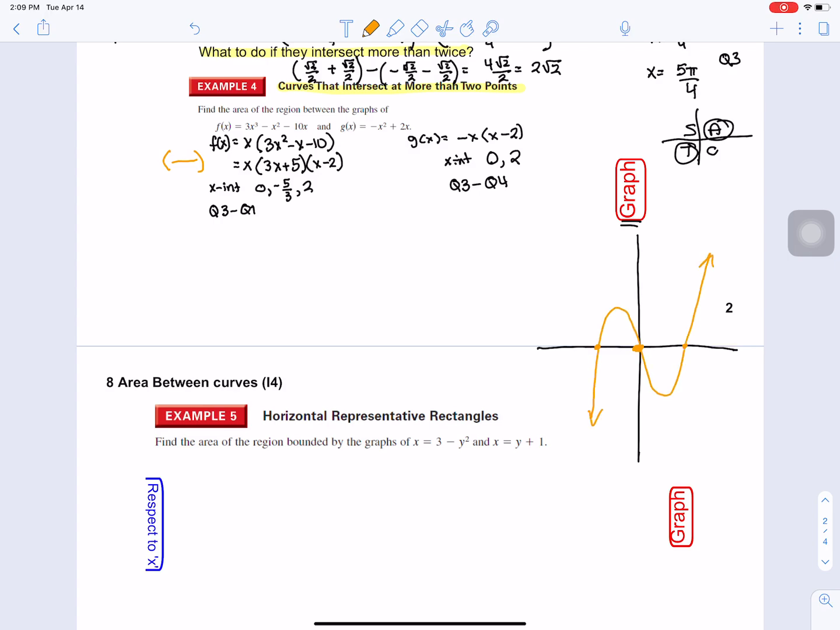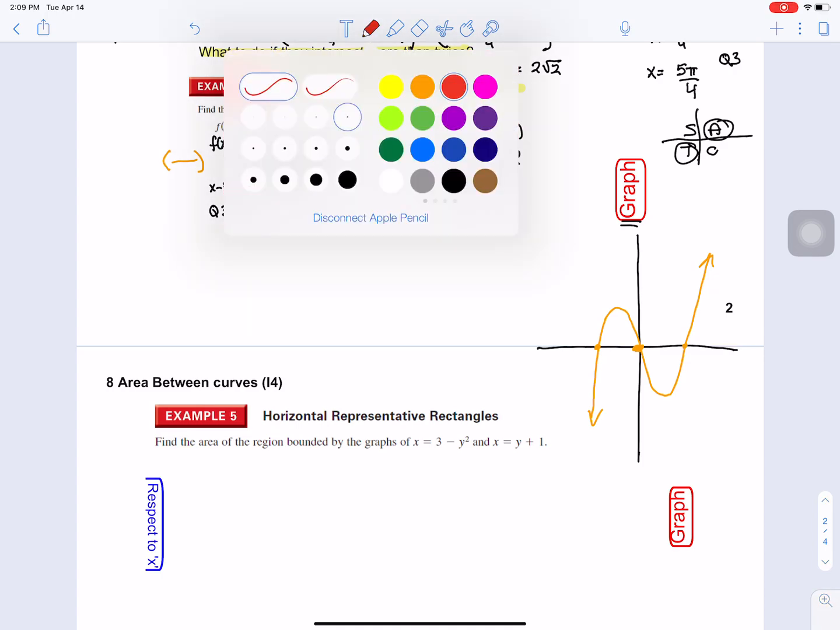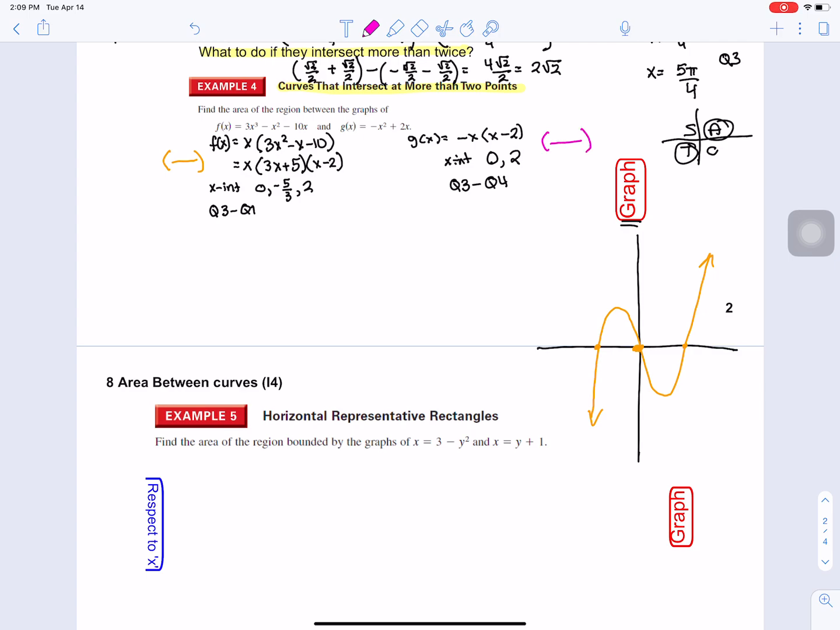that in. And then I'm going to go ahead and draw my g of x graph, which is a parabola opening down. It has an intersection point at 0, and it also intersects at this point, which is 2. So I'm going to draw this parabola that opens down. I don't know where the vertex is going to be. I'm just going to draw it in like this.